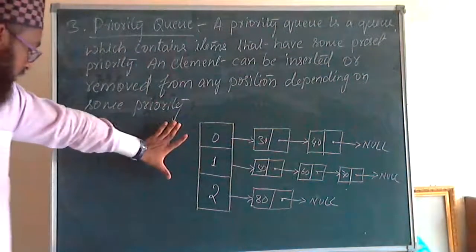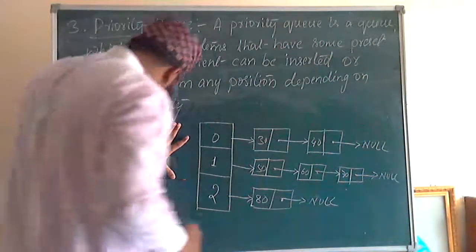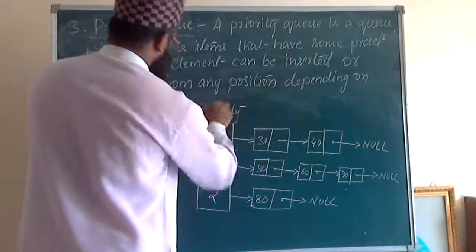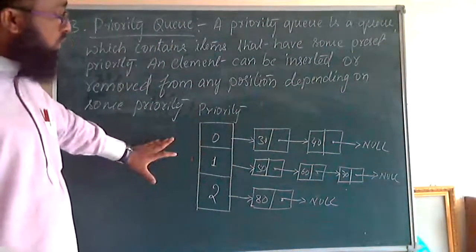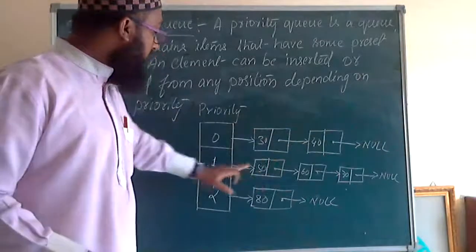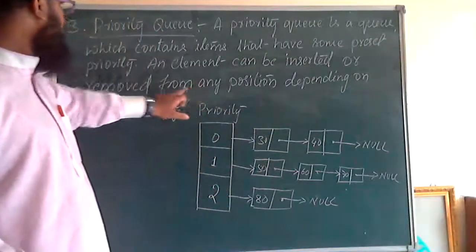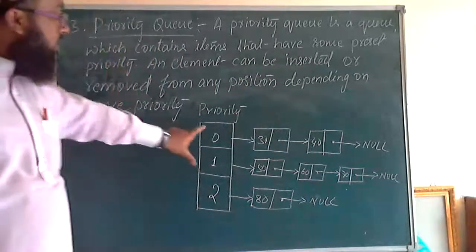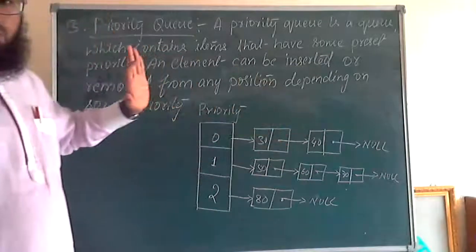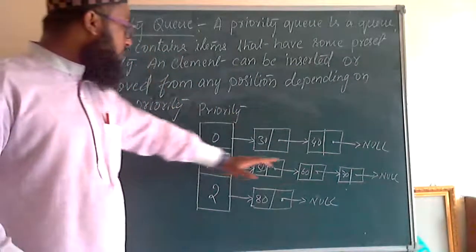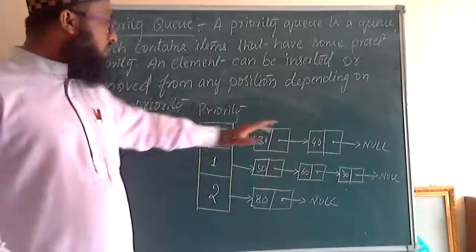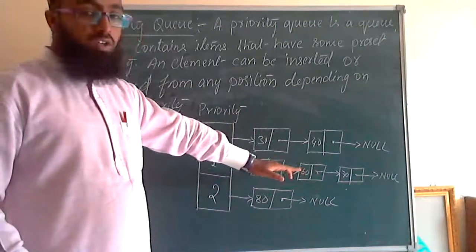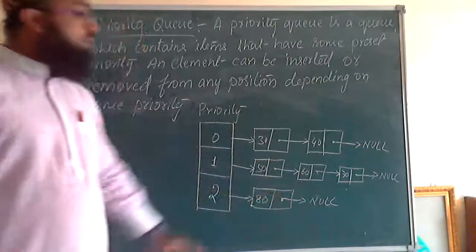Look here, this is a queue, and this can be called as a priority queue. Here in this queue, items can be inserted or removed from any position depending on some priority. From node 0, we can remove or insert items or elements. From node 1, we can insert or delete items. From node 2, we can insert or delete items.